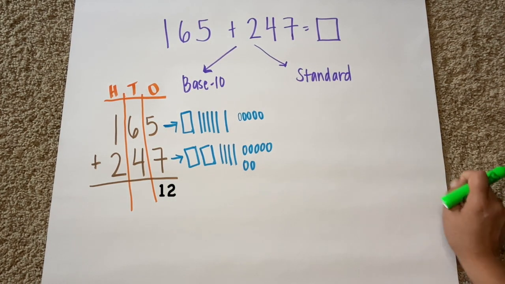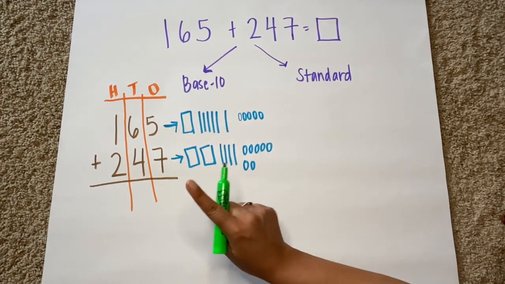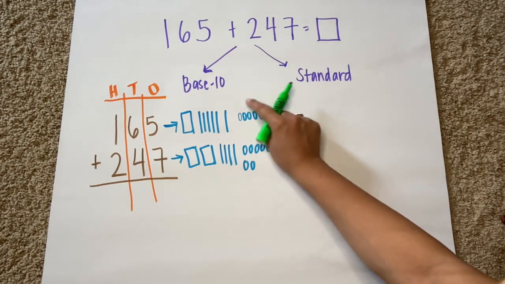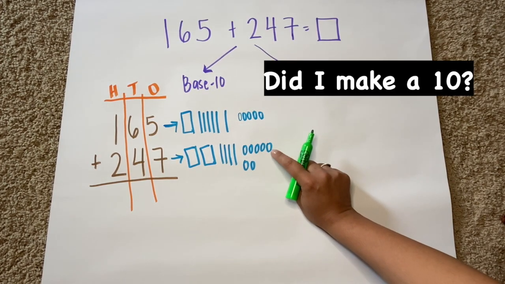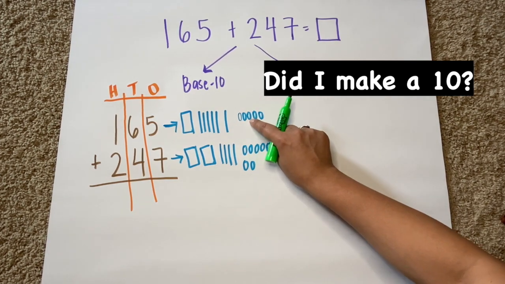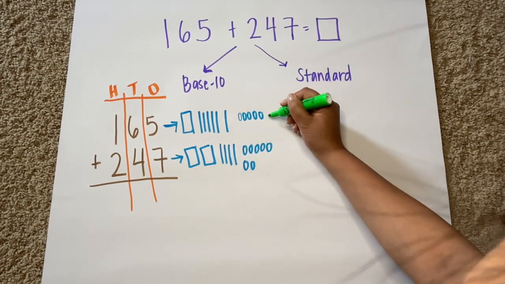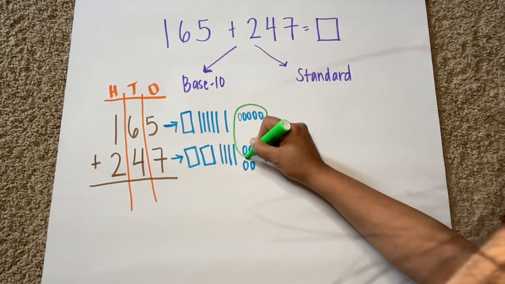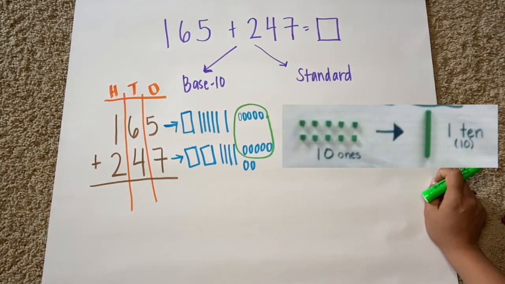That's right, I can't. I cannot have 2 digits in a place value. You can only have 1 digit. So I need to circle when I make a 10. I'm going to ask myself, did I make a 10 when I added my ones? Let's see. 1, 2, 3, 4, 5, 6, 7, 8, 9, 10. I did. I said the word 10. I made a 10. Remember, 10 ones cubes is the same thing as 1 10 stick.